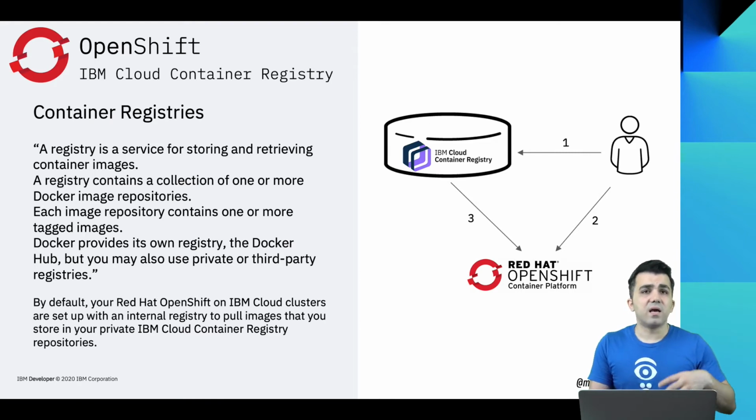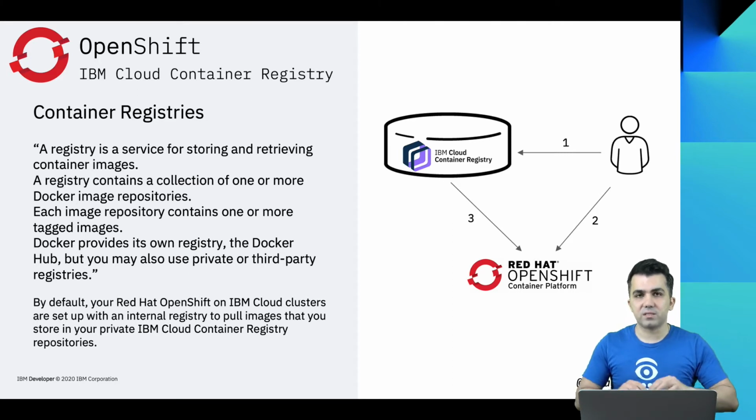But obviously you can always use your private or third-party registries other than Docker Hub, and this is the purpose of the IBM Cloud Container Registry. As I've said, by default, your Red Hat OpenShift on IBM Cloud clusters are set up with an internal registry, which is this IBM Cloud Container Registry, for storing images locally in your cluster. The clusters are also set up with image pull secrets, which we're going to take a look at shortly. Those image pull secrets are set up in your default project to pull images. I'm not going to go into details at the moment.